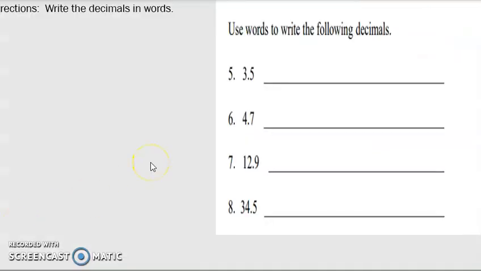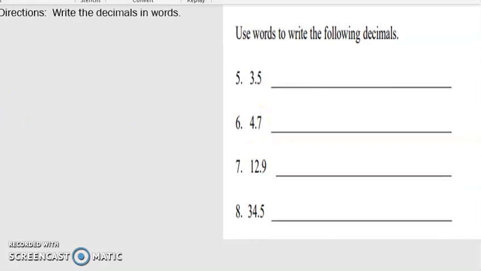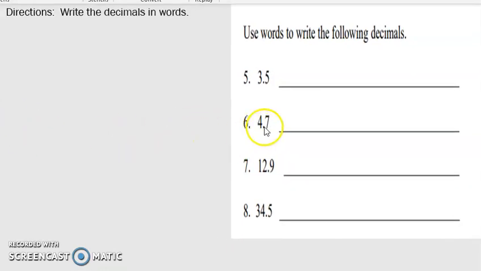All right, now we're going to write the decimal in words. You have 1, 2, 3, 4, and I'll do the first one with you. So we're going to say the decimal 3 5/10. We're going to write it in words. You're writing it on your paper. We're going to say the decimal 4 7/10. We're going to write it in words.